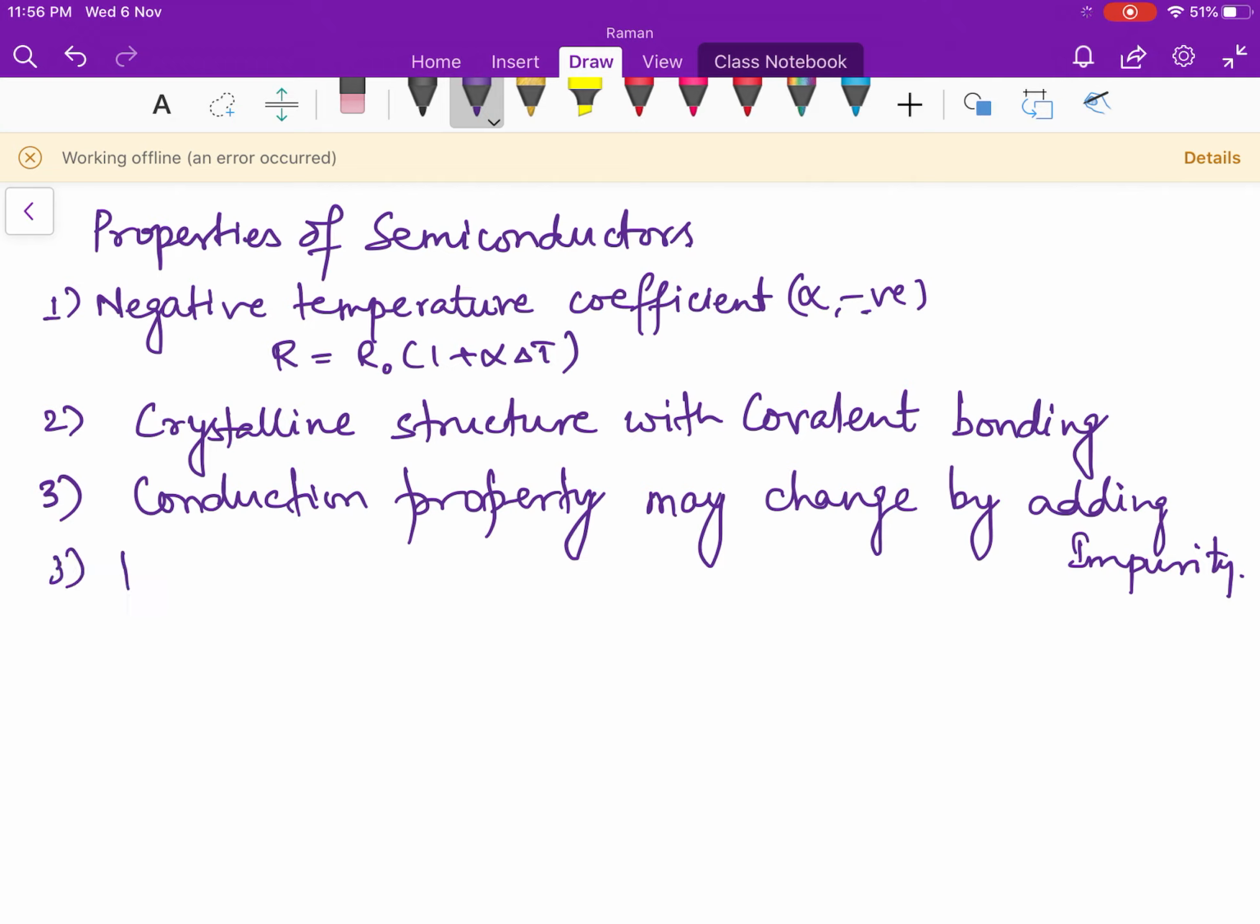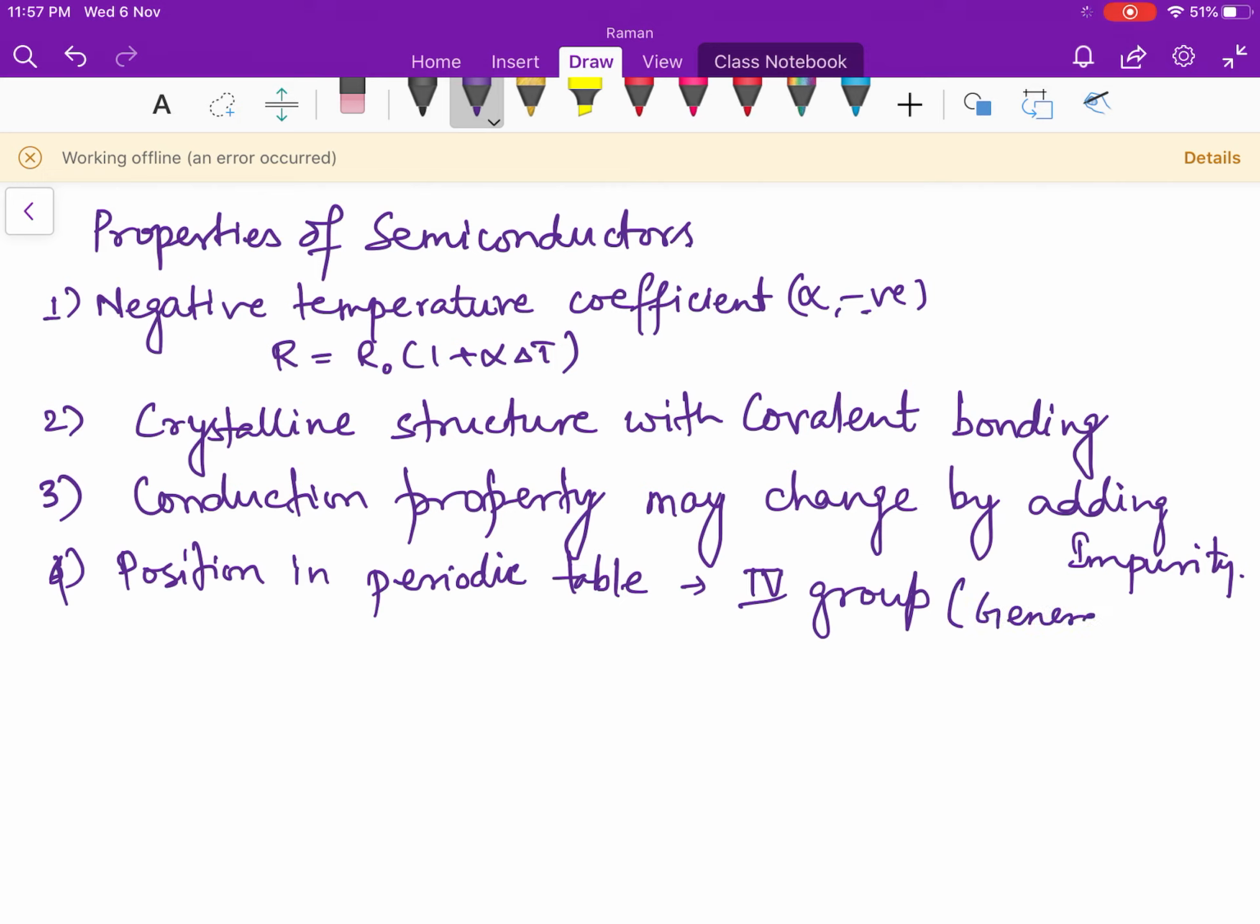So next point, fourth, position in periodic table is group 4 element generally, and the energy gap, next property, that is forbidden energy gap, lies between 0.1 electron volt to 3 electron volt.